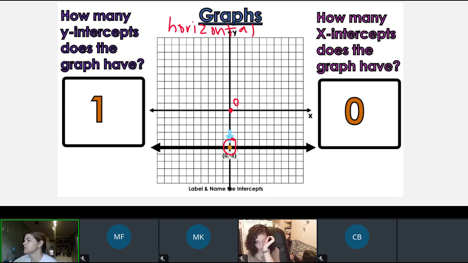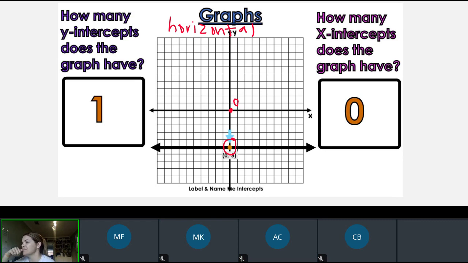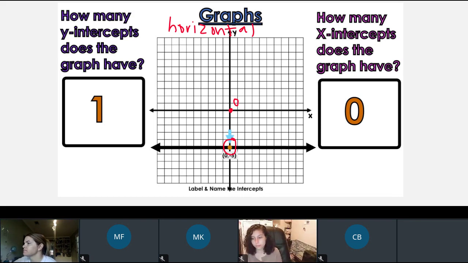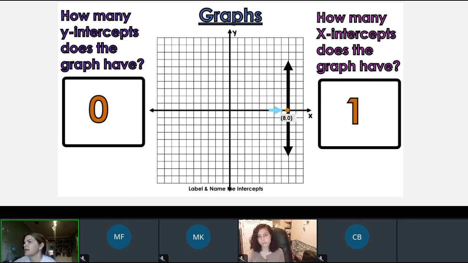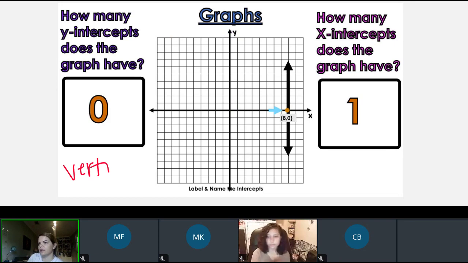That's totally possible. Do you think it's possible to have no y-intercepts and one x-intercept? What would that look like? Good, Anya. Let's look at it. So here we go. This is a vertical line. It does not have a y-intercept, but it does have an x-intercept. And this is what we call a vertical line, or yes, Elijah, straight up and down. Exactly.